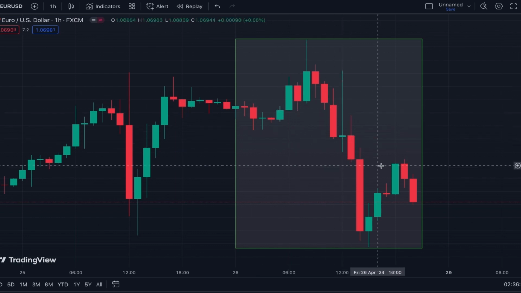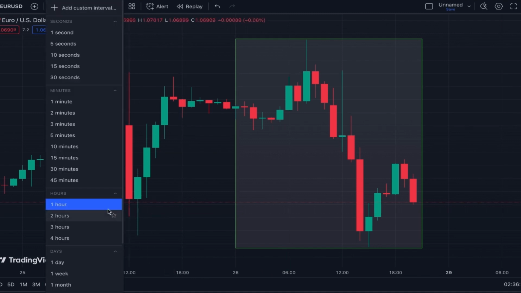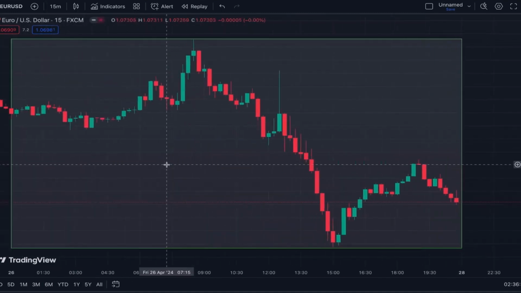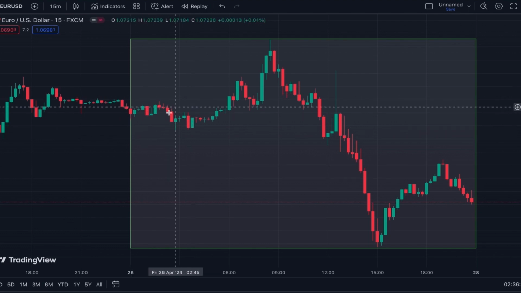And please pay attention that compared to 4 hours time frame, for one candle on 4 hours, we have 4 candles here on 1 hour time frame. Now let's go to lower time frames, for example 15 minutes time frame, and here you can see that we have even more details about the price and how it moved during this period.